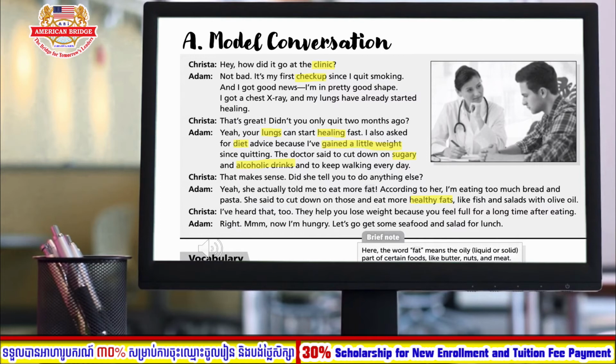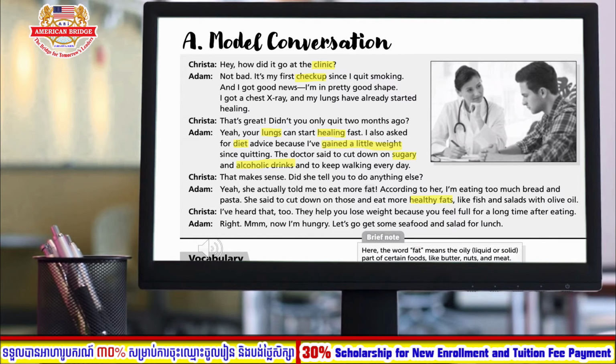That's great. Didn't you only quit 2 months ago? Yeah, your lungs can start healing fast. I also asked for diet advice because I've gained a little weight since quitting. The doctor said to cut down on sugary and alcoholic drinks and to keep walking every day. That makes sense. Did she tell you to do anything else?